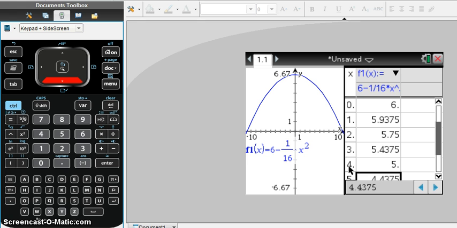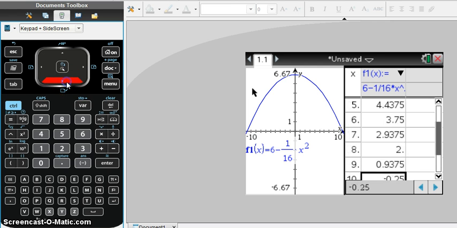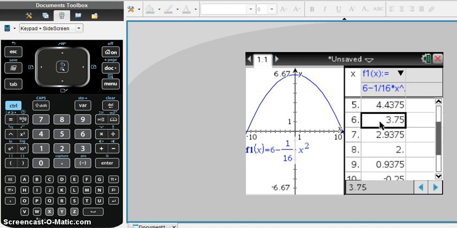So the next question, question 5. What is the water depth after 6 days? So let's scroll down to where x equals 6. You can see x equals 6. And it shows us that the water depth after 6 days would be 3.75 inches.